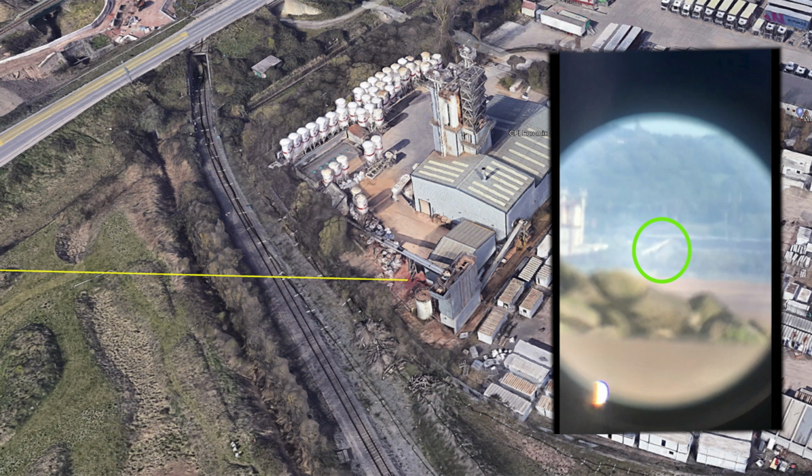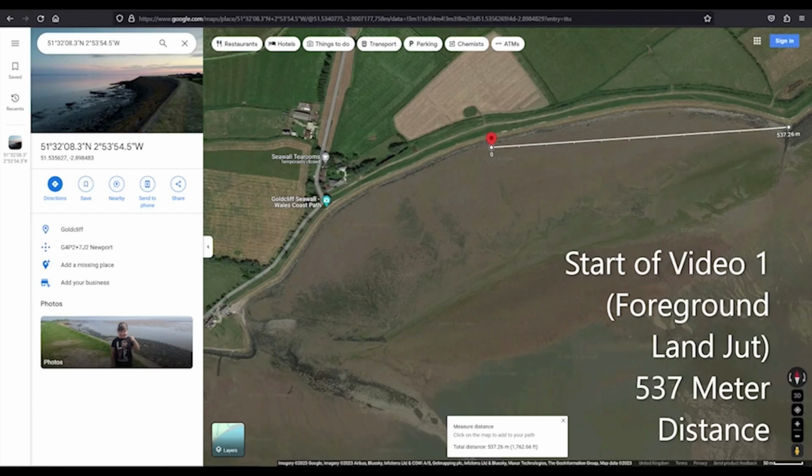I assume that he has the telescope level, so the center of the image is higher than the stones you see closer to him. So let's look closer at those stones. And he measured the distance to the stones, and it's 537 meters.